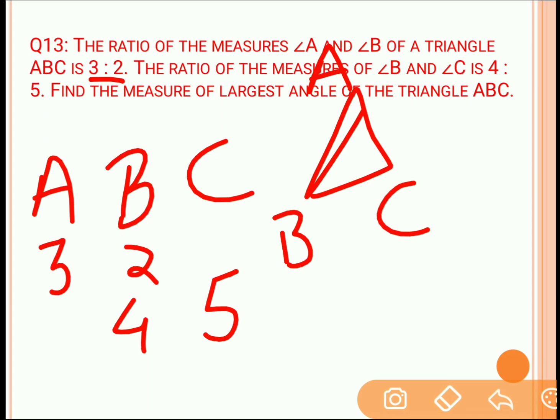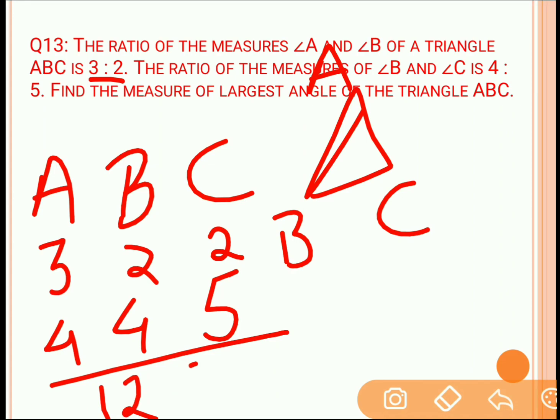Now there is one empty space over here, so this empty space will be equal to 2, and there is one empty space over here, this empty space is equal to 4. So the ratio of A, B and C will be 3 4s are 12, 4 2s are 8 and 2 5s are 10. So the ratios of A, B and C angle are 12 is to 8 is to 10.